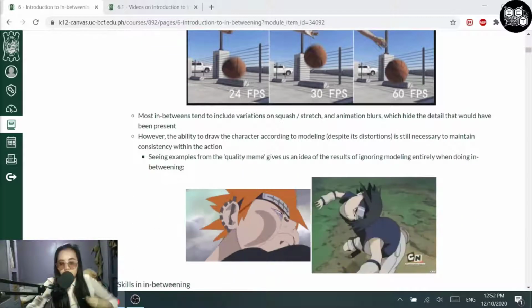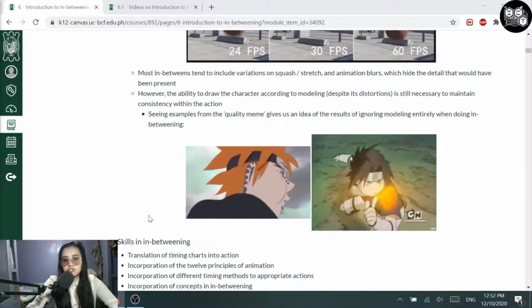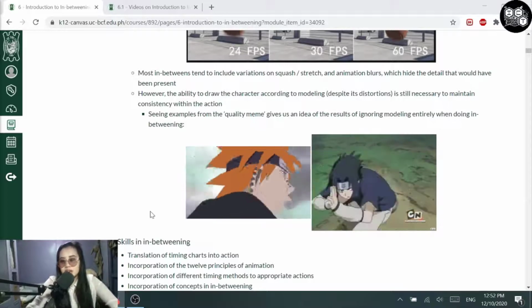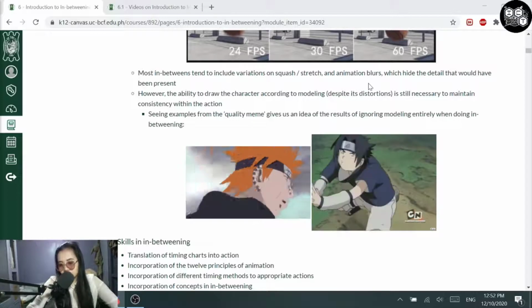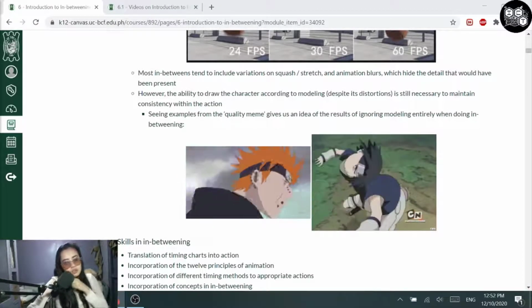However, when you're modeling or when you're an in-betweener, it's still important to have the modeling, but it's only secondary. So we have here some examples of how incorrect modeling looks, more on in-betweening, not so much on modeling. So, excuse me for a while.